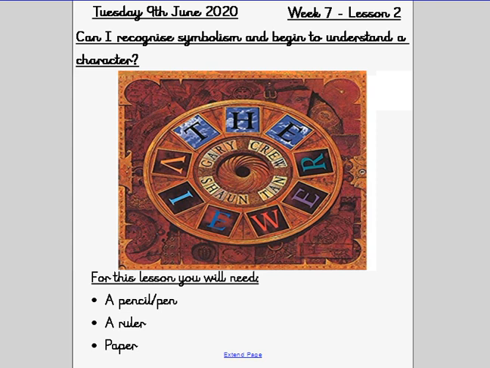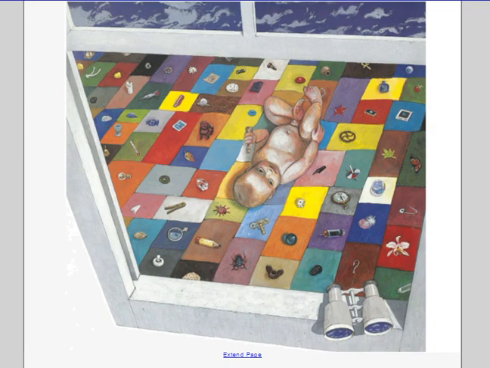So the very first page of the book is this image here. Now I'll zoom in on that one for you in a second. But we've got a baby, a small boy, and we're looking through the window. There's some binoculars on the side, and then there's this quilt made up of all sorts of random and interesting items. Now, what do you think those items might represent to that baby? What might it tell us about that baby?